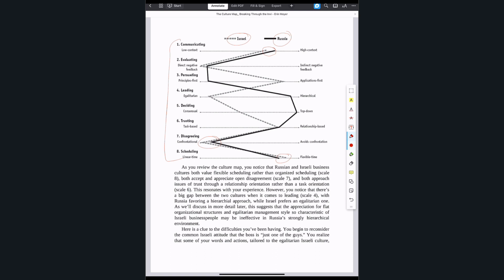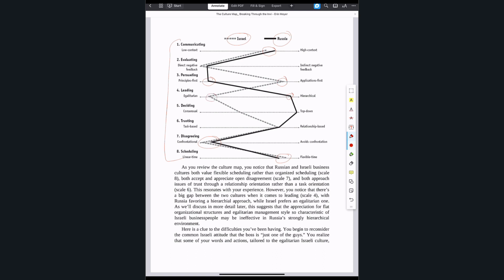But when it comes to some of the other dimensions, we see dramatically different approaches. We see Israel more on the application side, whereas Russia is more on the principles side. We see Russia being more on the hierarchical side, whereas Israel is more on the egalitarian side.